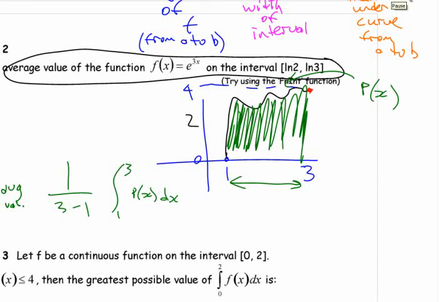Yeah, that's right. Why do I say things like this?